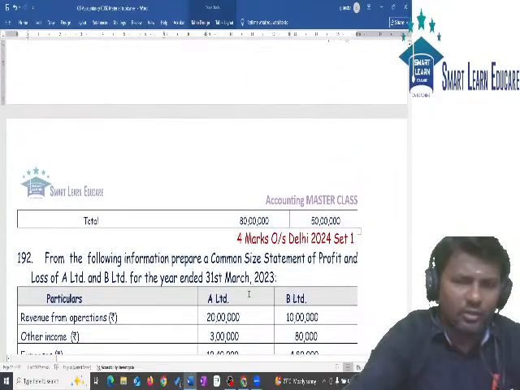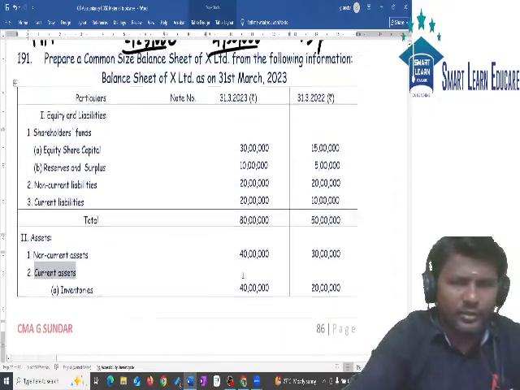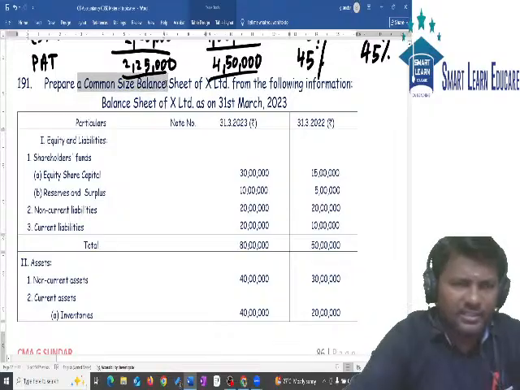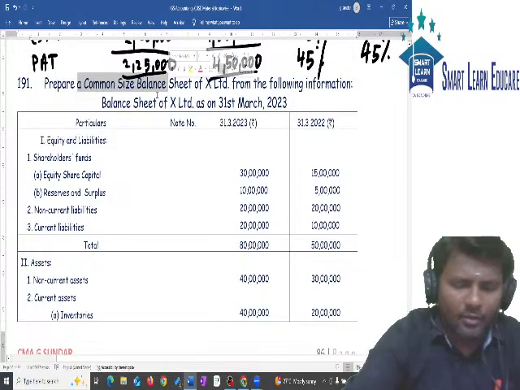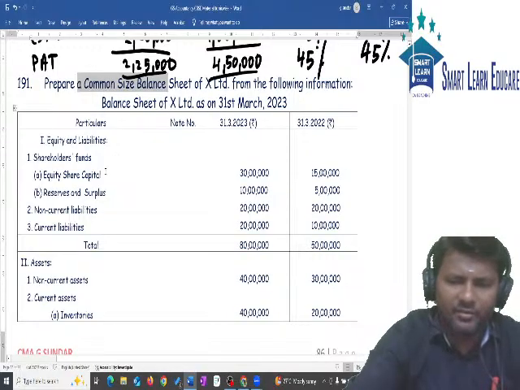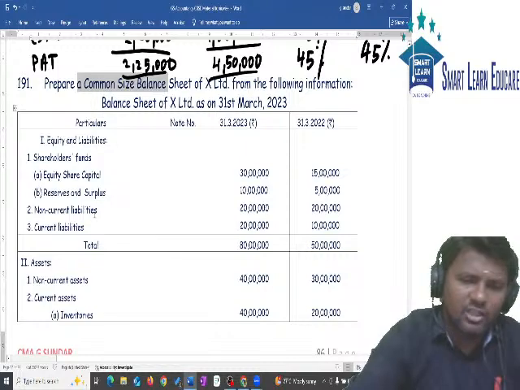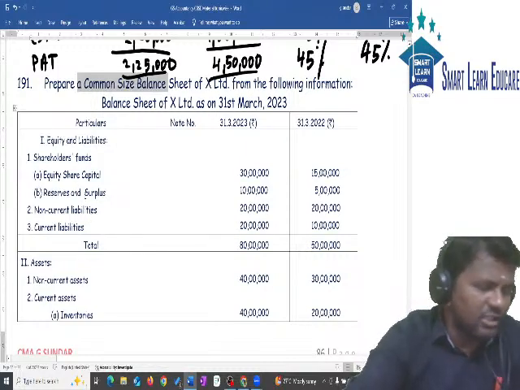Now, what is the requirement of the question? Prepare common size balance sheet. Prepare what? A common size balance sheet. Balance sheet you should prepare. This balance sheet total will be considered as 100. This balance sheet total will be considered as what?